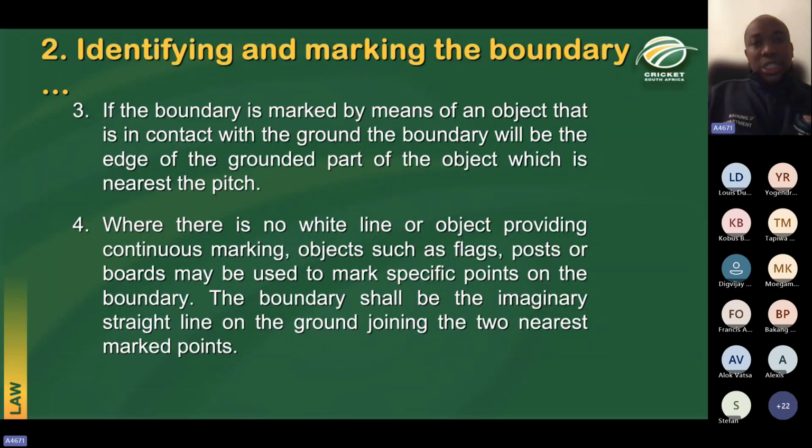while he or she is in contact with the rope or the line or any object demarcating the boundary, then that will be a boundary 4 or a boundary 6 if the fielder has caught the ball on the full.